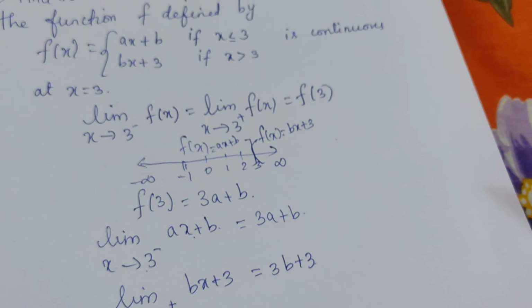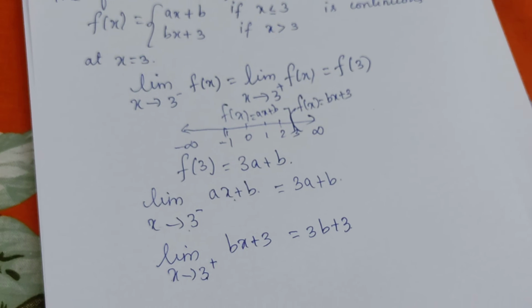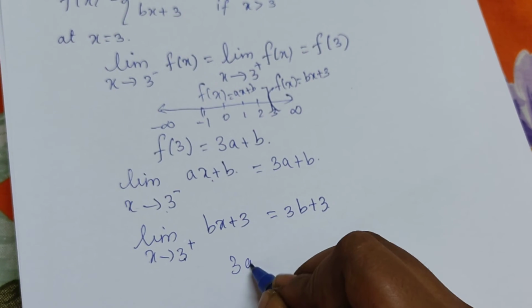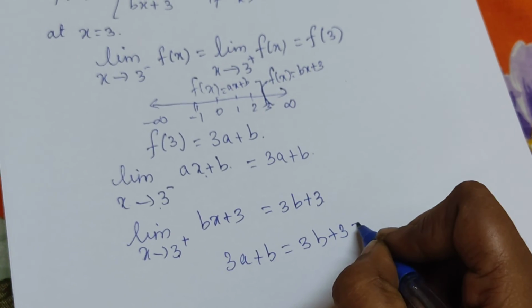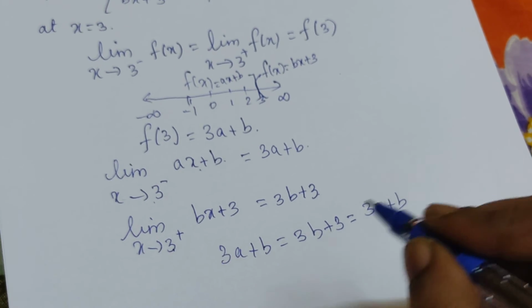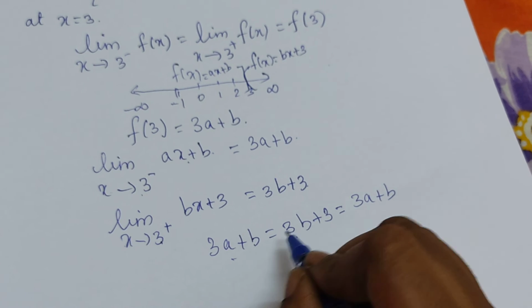Now we are considering the function is continuous at x equal to 3. So the left hand limit will be equal to the right hand limit. So 3a plus b equals 3b plus 3, which is equal to the functional value at 3, which is again 3a plus b. Now consider these; we need to know the relation between a and b.